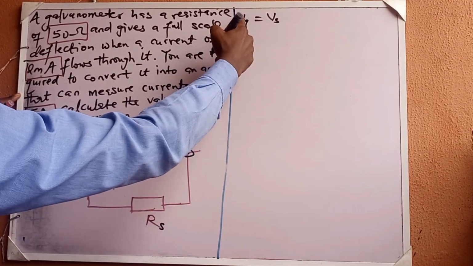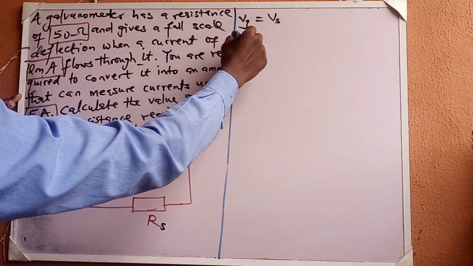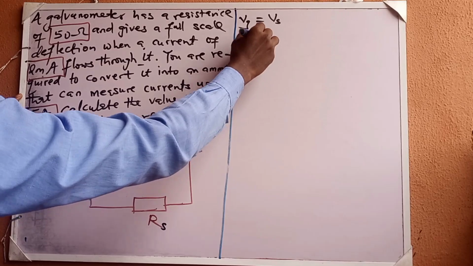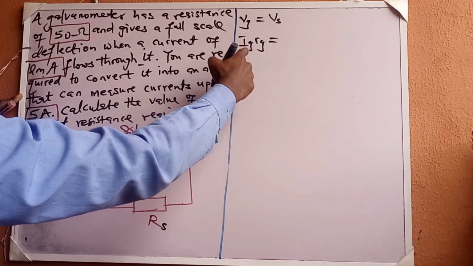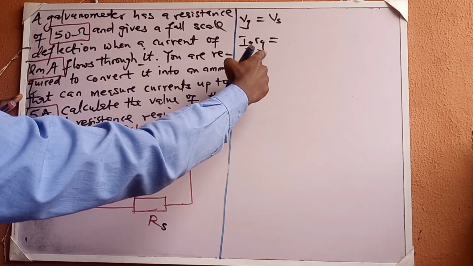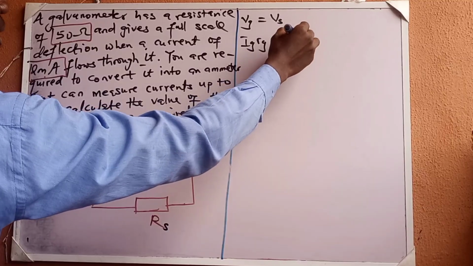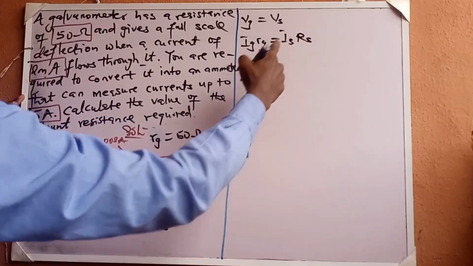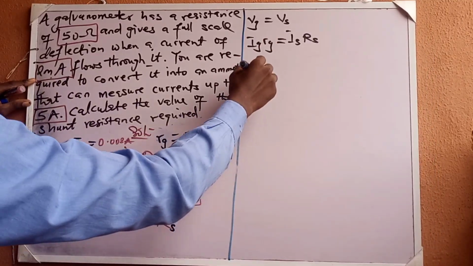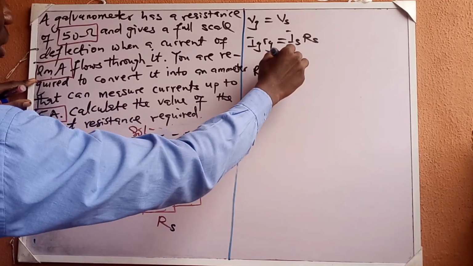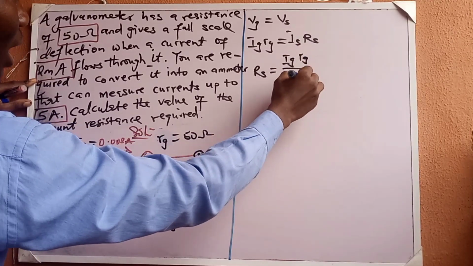From Ohm's law, voltage is current times resistance. So VG should be IG times RG. This G here is just telling you that you're working on a galvanometer current and galvanometer resistance. Then VS will be IS times RS. Remember, we are looking for the shunt resistance, RS. So I'm going to make RS the subject. So RS will be IG RG upon IS.